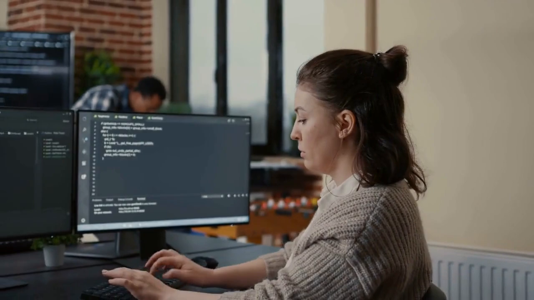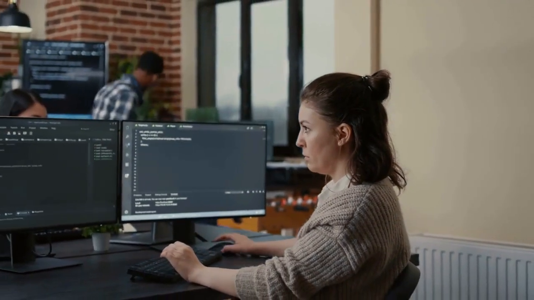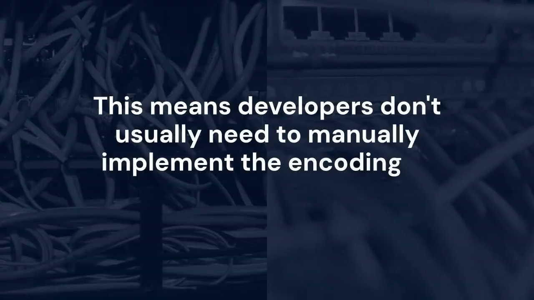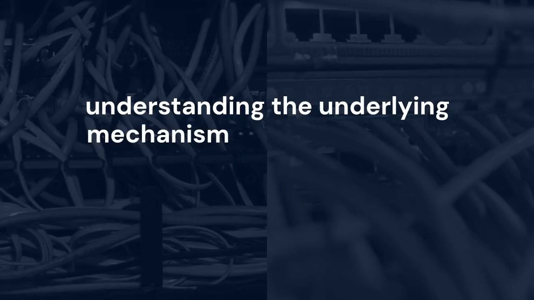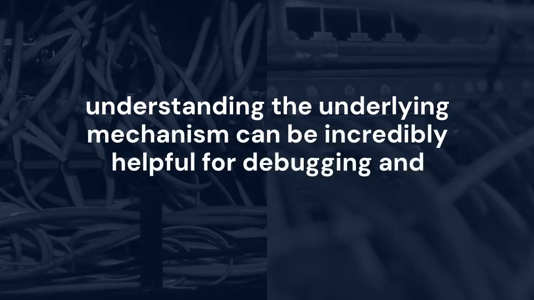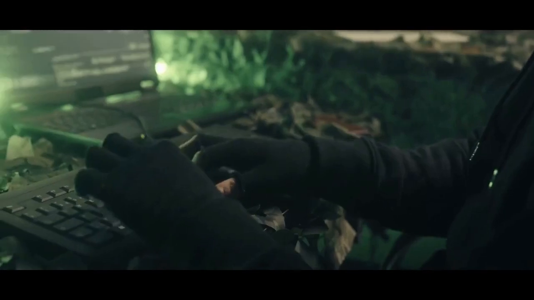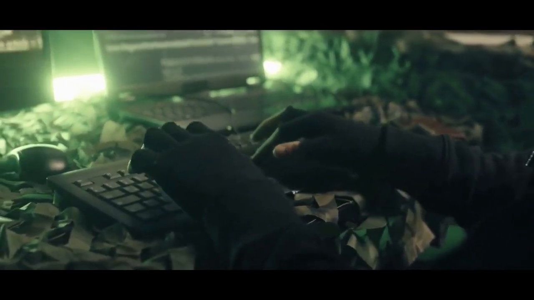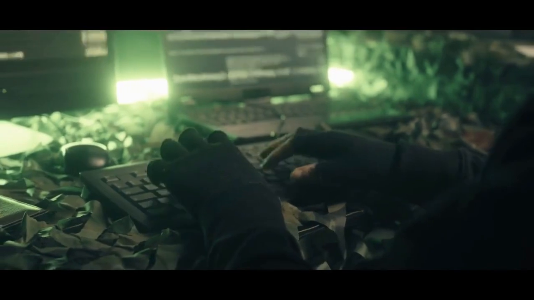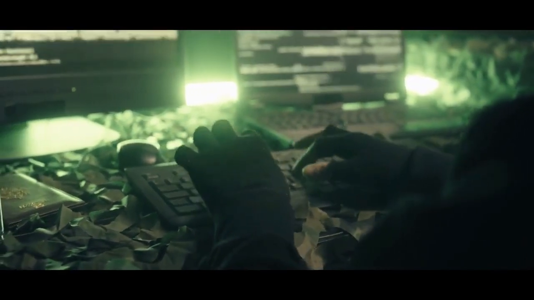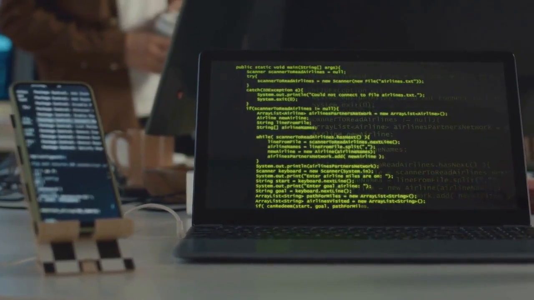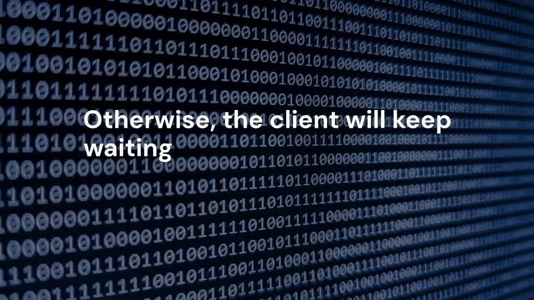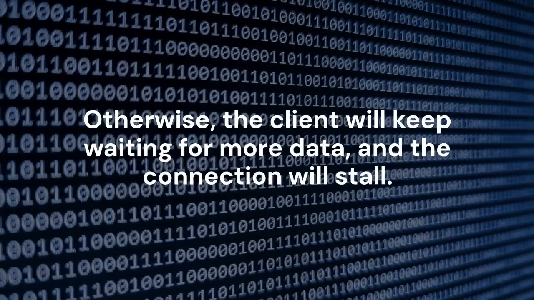Web servers and browsers handle the complexities of chunked encoding behind the scenes. This means developers don't usually need to manually implement the encoding or decoding process. However, understanding the underlying mechanism can be incredibly helpful for debugging and optimizing web performance. For example, if you're seeing slow loading times, understanding chunked encoding can help you identify potential bottlenecks in your server-side code. Also remember that correctly terminating the chunk transfer with the zero-size chunk is crucial, otherwise, the client will keep waiting for more data and the connection will stall.